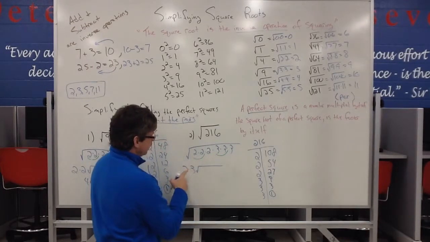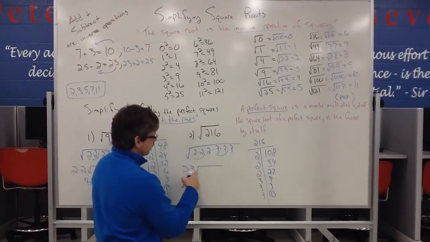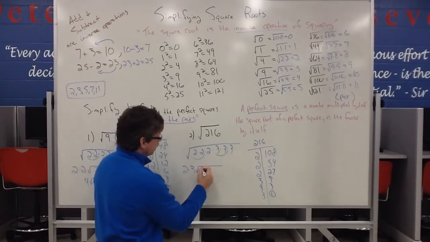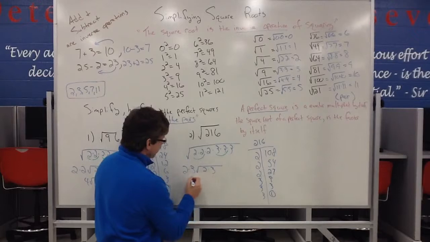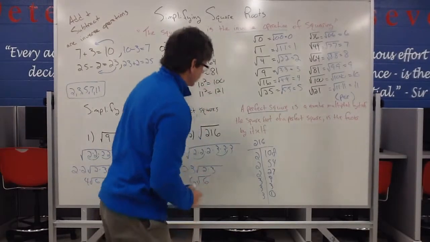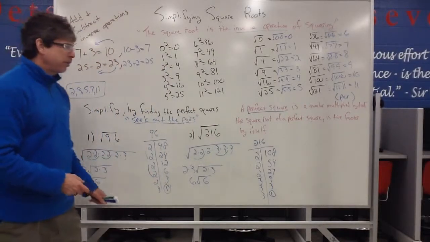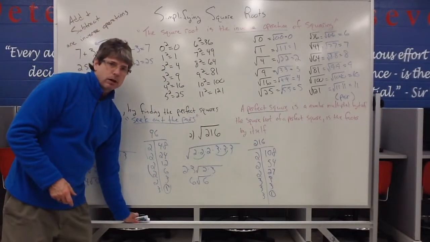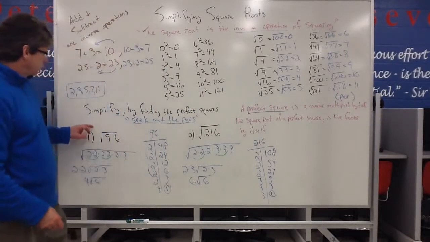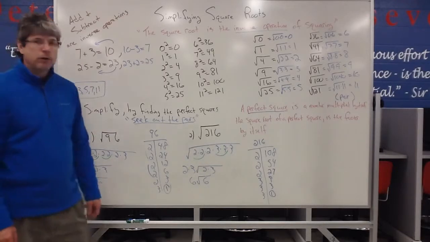So this pair comes out as a 2, this pair comes out as a 3, and then these 2 and 3 are left over. So what I end up with is 6 times the square root of 6 as my final answer. And that's what we mean by simplifying radicals. Square roots are what we're working with here. So stay tuned.